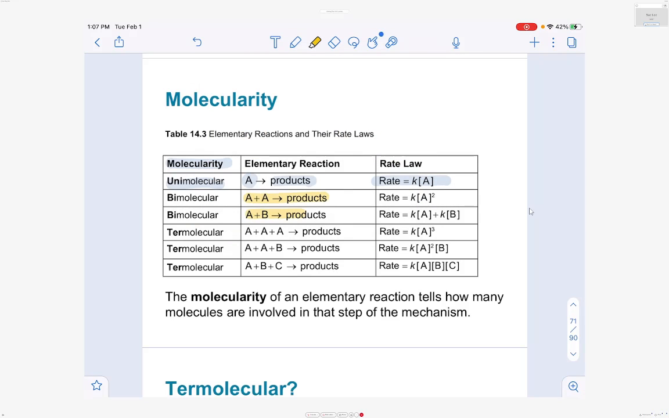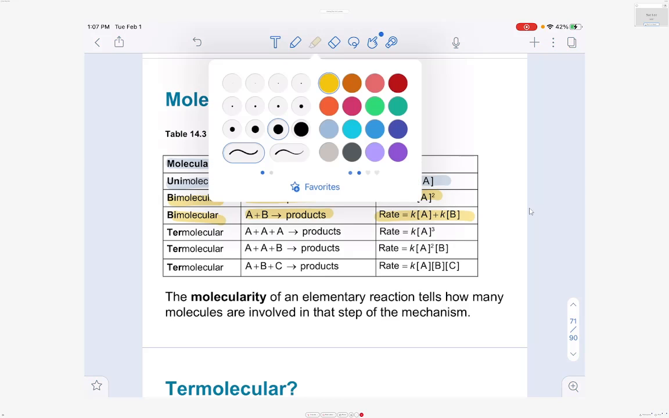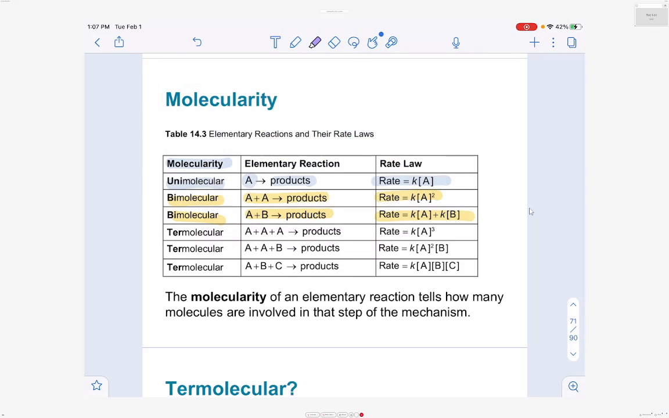When two molecules of reactants become product, we say this is a bimolecular reaction or bimolecular elementary process. So when reactions are second order, the reaction is bimolecular. When you have three molecules of reactants becoming product, we say this is a termolecular elementary process. When the reaction is third order, the reaction is termolecular.